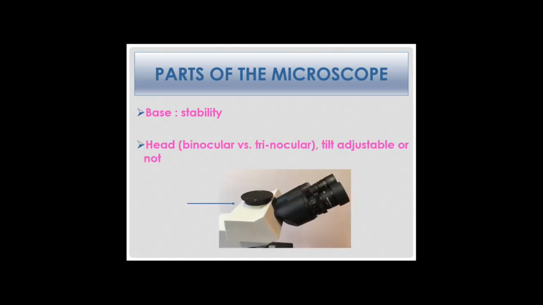The next element of the microscope is the head, which is connected to the body. You can choose a binocular microscope with the traditional 2 eyepieces, which is perfectly adequate for general use. Or you can choose a trinocular microscope, which has, as you can see here, a third opening where a camera can be connected. If ever in the future you think it will be necessary to connect a camera to your microscope, you will need to choose the trinocular option.